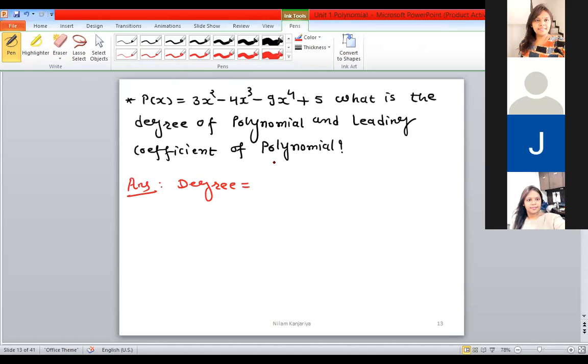Four, madam. Right? It is 4 because the highest power of the given polynomial is 4. So we decide the degree is 4. Now, what is the leading coefficient? Someone says 9. But look at the 9, it has a sign.